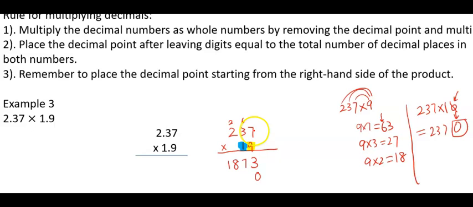So now we're going to do 1 times 7, that's 7. 1 times 3, that's 3. 1 times 2, and that is 2. So now we're going to line up. We already have the digits lined up. We're going to add them.